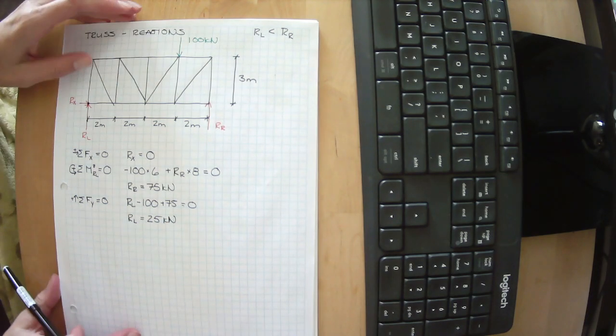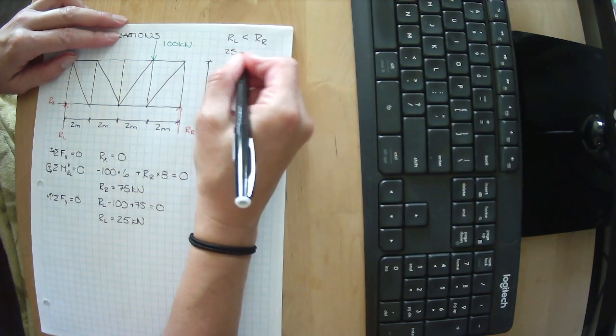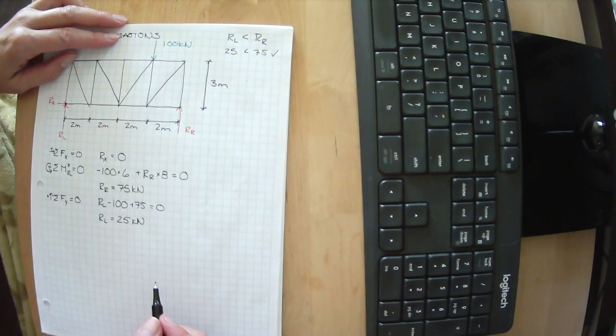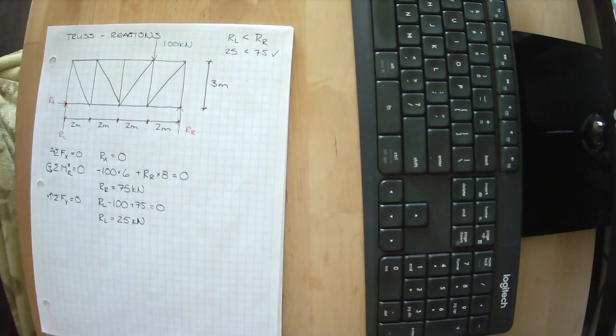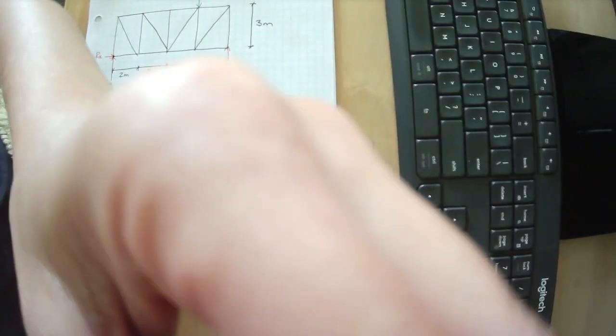Okay, well, we've solved for our reactions. Let's check if that matches what our prediction was. All right, we have 75 is greater than 25, so it seems to match our prediction, and we feel pretty good about that. So this is what we learned last week.